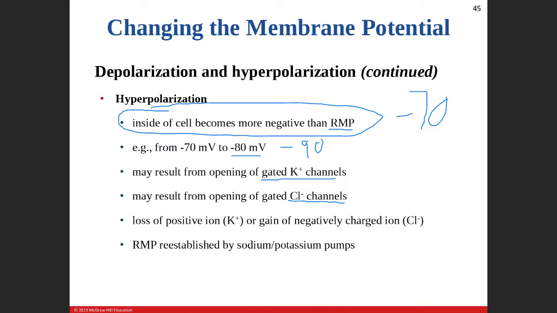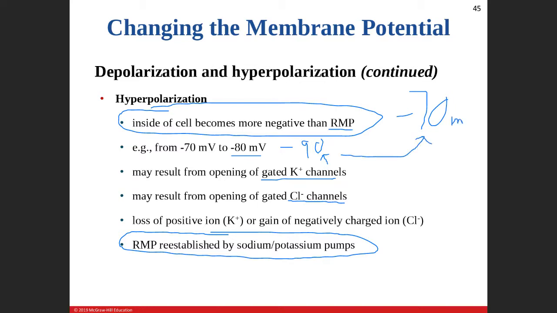Eventually, when all this happens, we'll get back to our negative 70 millivolts through the hard work of the sodium-potassium ion pumps. Because temporarily, we'll wind up at that negative 90. So we have to find our way back to the negative 70 millivolts, no problem. The sodium-potassium ion pump is going to pump those ions out of the cell or into the cell, and that will bring us back down to our resting membrane potential.